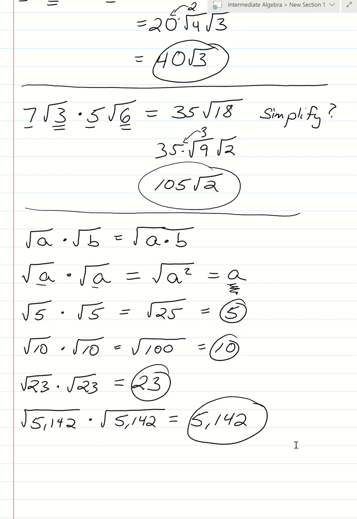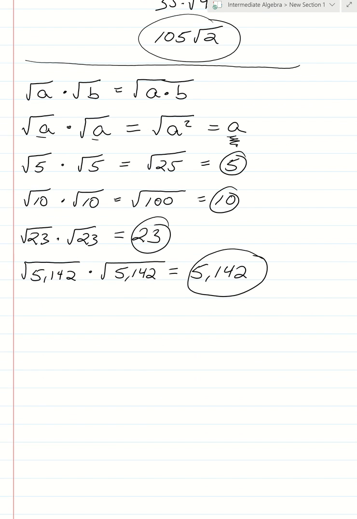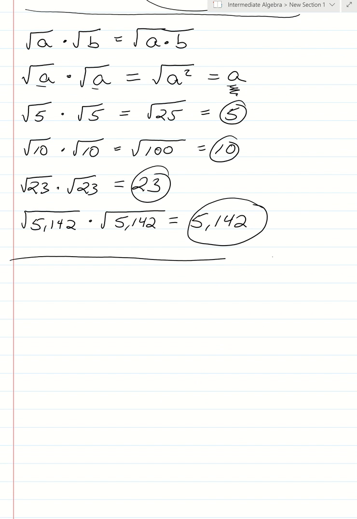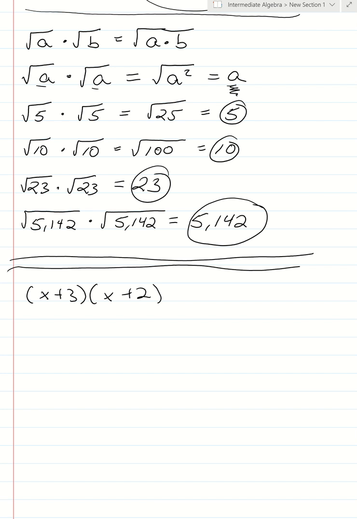Okay? Now, what you may recall in a previous section, previous chapter actually, if we had, let's say, x plus 3 times x plus 2. Here we were multiplying two binomials. And when we multiplied two binomials such as these, we said we can use that little FOIL method, and that we have to distribute.